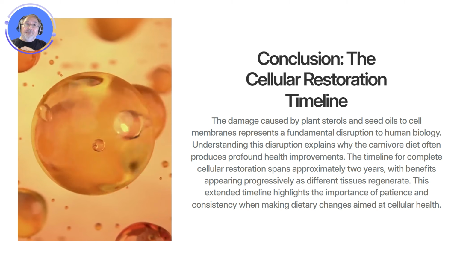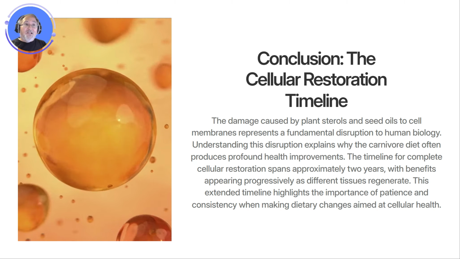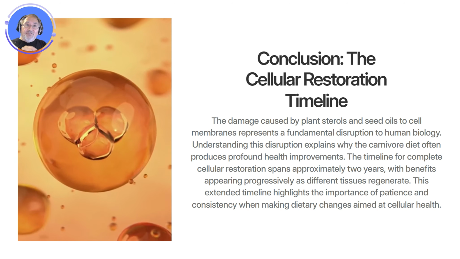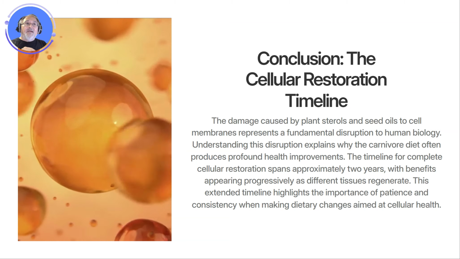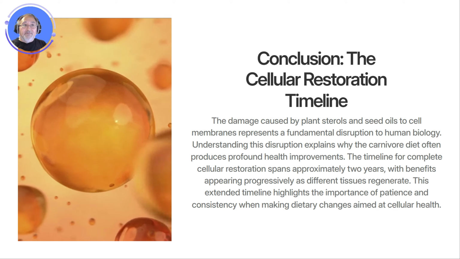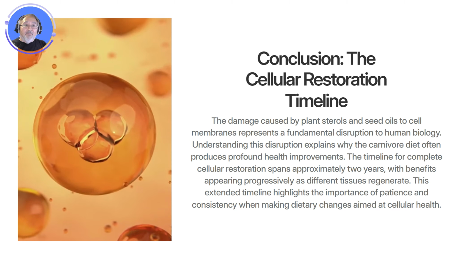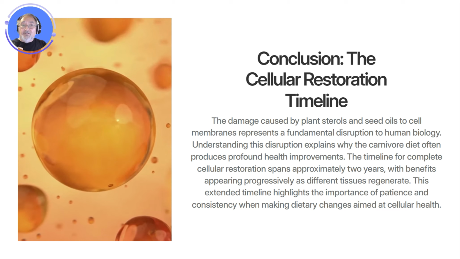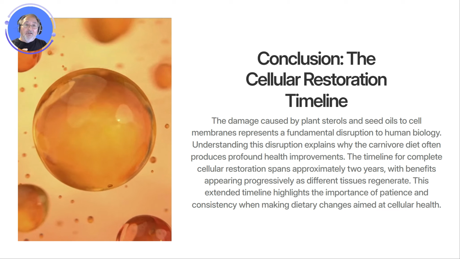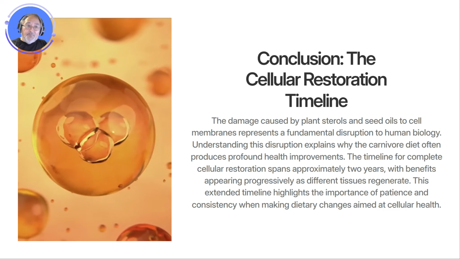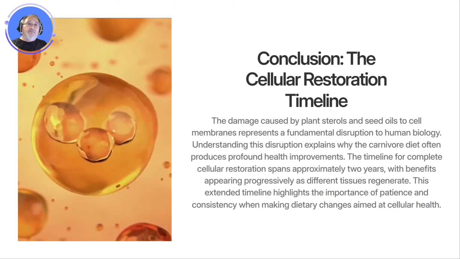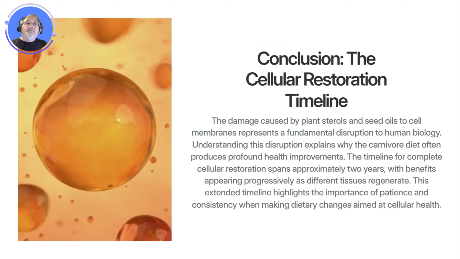The timeline for complete cellular restoration spans approximately 2 years, with benefits appearing progressively as different tissues regenerate. This extended timeline highlights the importance of patience and consistency when making dietary changes aimed at cellular health. Recognizing this biological timeline helps set realistic expectations for those considering a carnivore diet. The most noticeable improvements often emerge within months, but the full benefits continue to develop as deeper tissues complete their regeneration cycles.